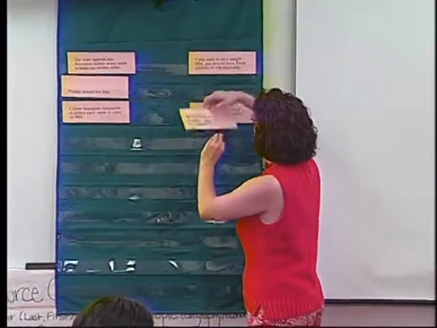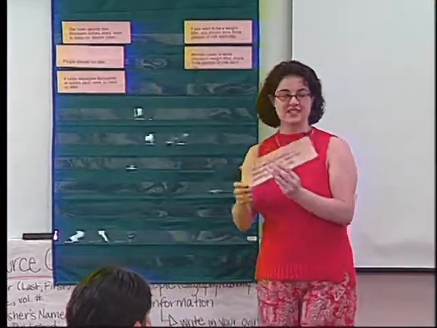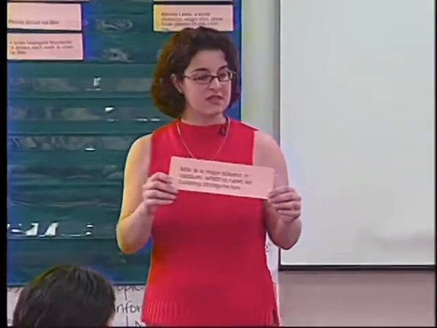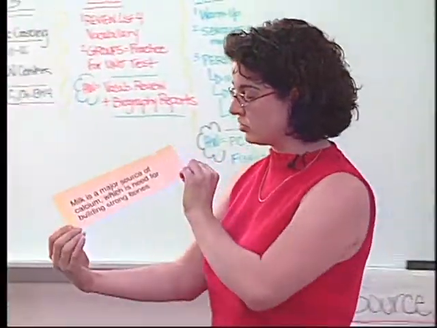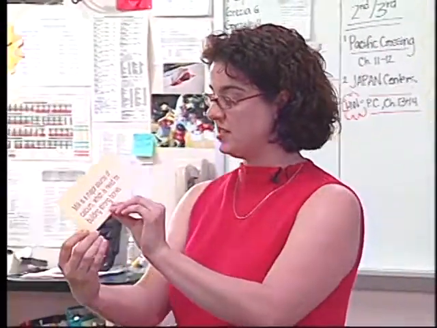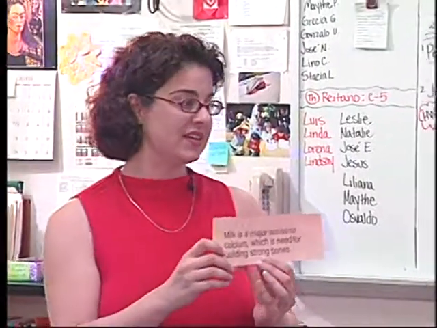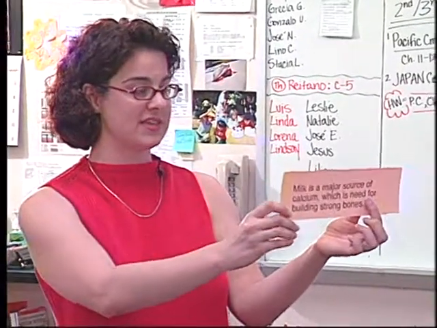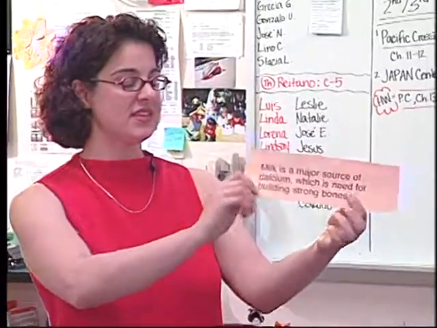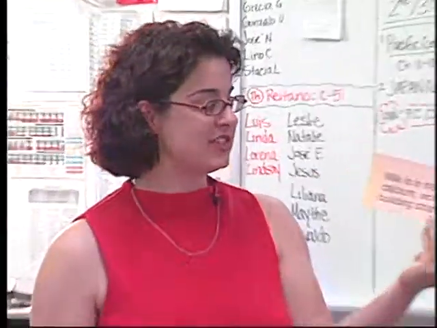Can we use examples as supporting details? Yes, we can. Sometimes a supporting detail is more information. Sometimes it's an example. But this is not an example. This card says milk is a major source of calcium, which is needed. It should say needed. Look, even Mrs. Raitano makes mistakes, Luis. Look. This says which is need, but it's supposed to say which is needed for building strong bones.